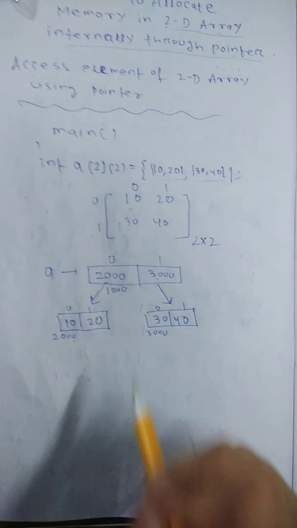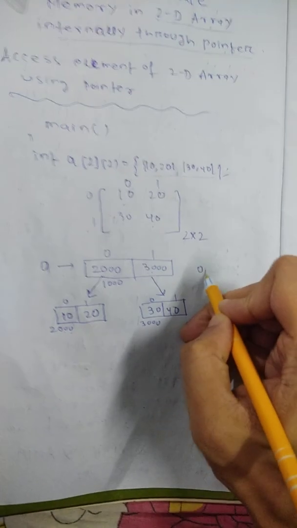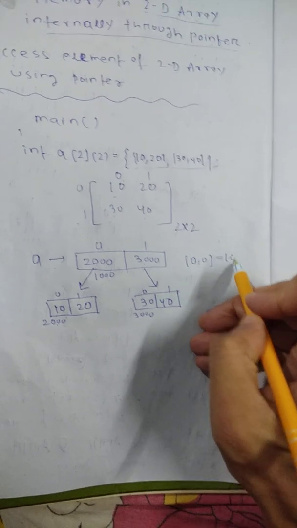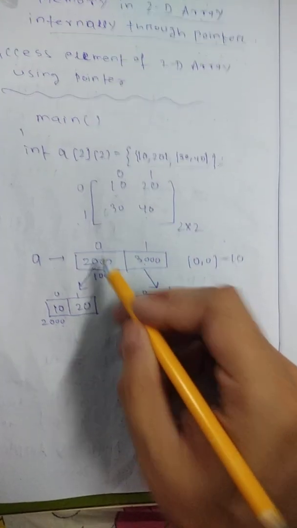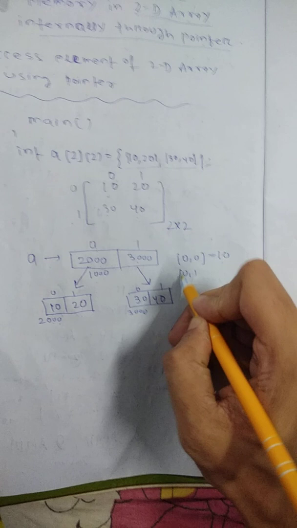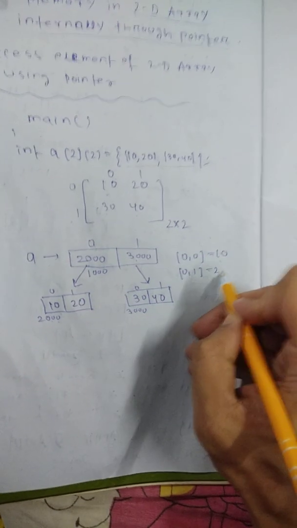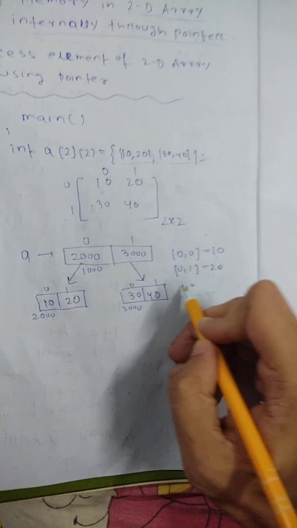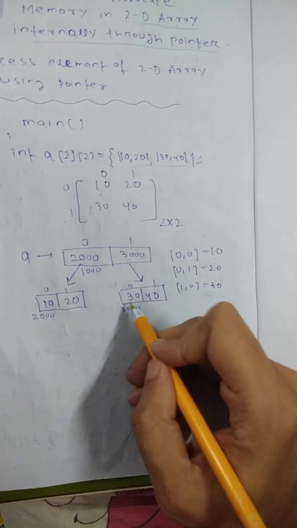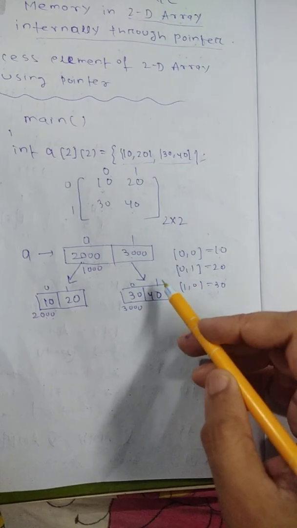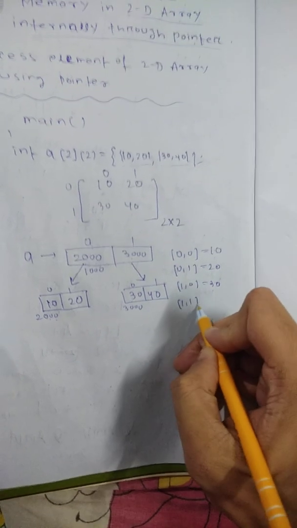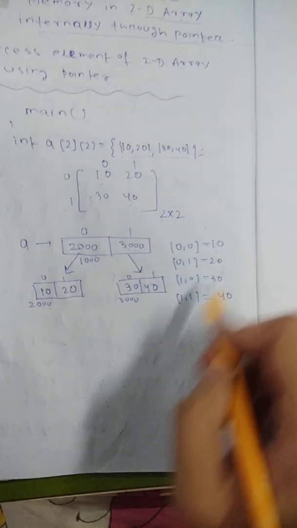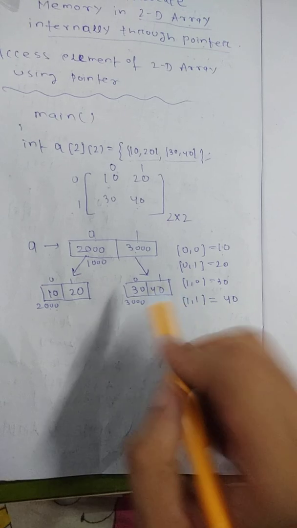So let's check if it is right or not. Suppose the 0 0 element, this is 0 and 0. What is the value? 10. See, 0 0 is 10. Then 0 and 1 is 20. See, the element is 20. Next 1 and 0 equals 30. See, the element is also 30. Next 1 1. What will the element be? Here 40. Yes, it is 40. So in this way we have to store in the memory location.